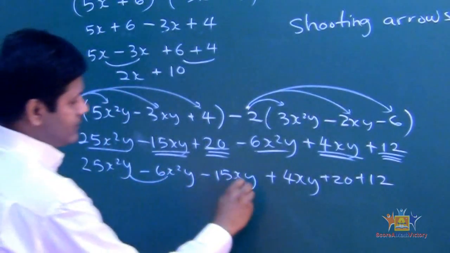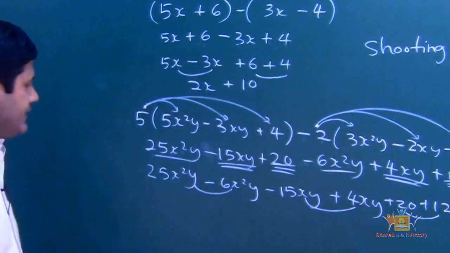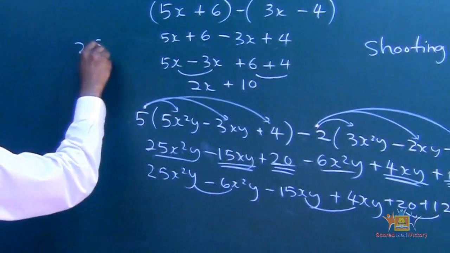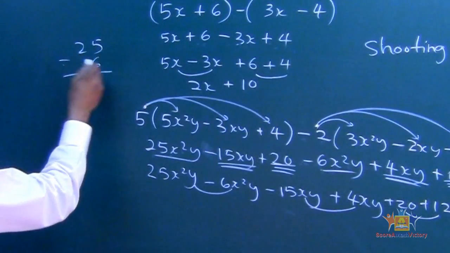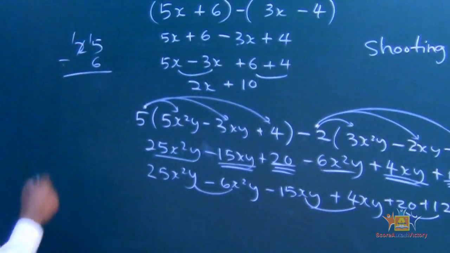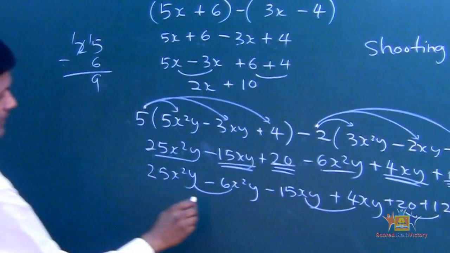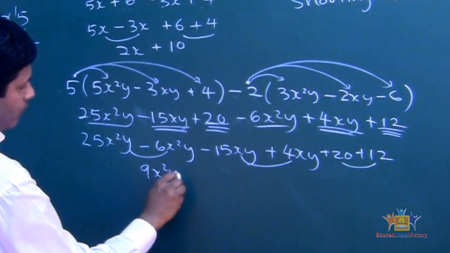Now we're going to combine this two, and that two. Alright? So 25 minus 6. So we're going to take 25 minus 6. 5 minus 6, I cannot, borrow from 2. 2 becomes 1. And 5 becomes 15. 15 minus 6 is 9. Okay? So that gives me 9x squared y.